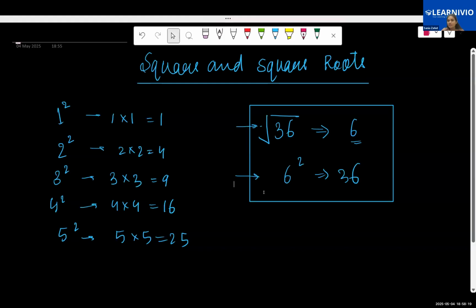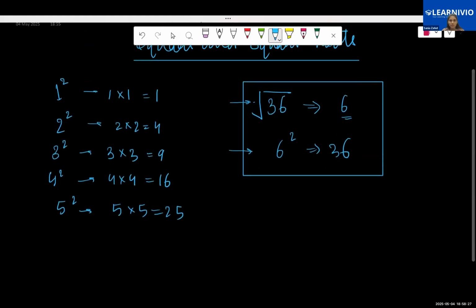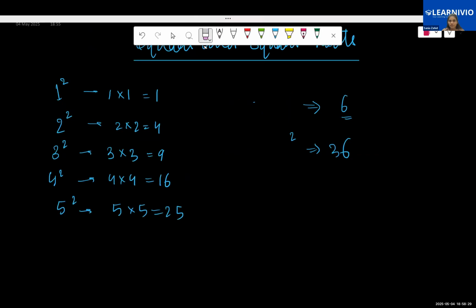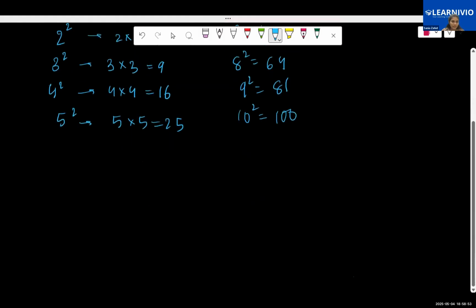Now children, one important thing is that you should learn all the squares from 2 to 20. Okay, you should learn them. So we'll write them down. 6 square is 36, 7 square is 49, 8 square is 64, 9 square is 81, and 10 square is 100. Okay, further you also have to write down till 20. So that will be your assignment.